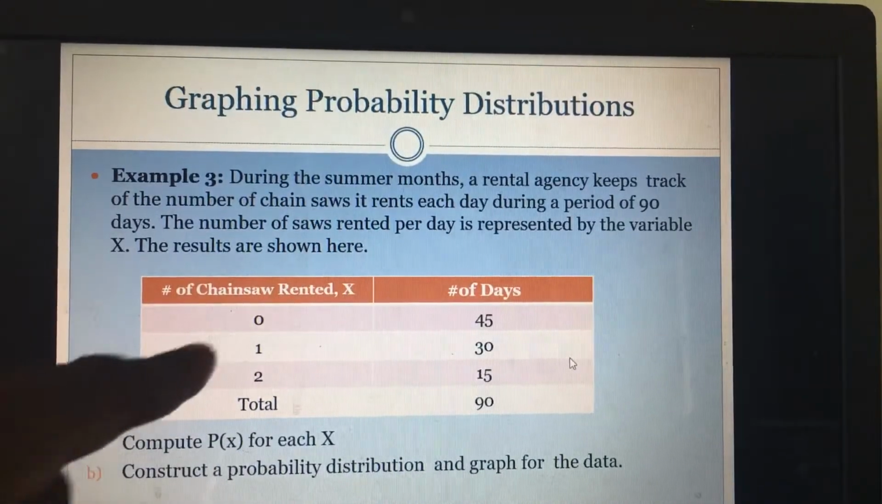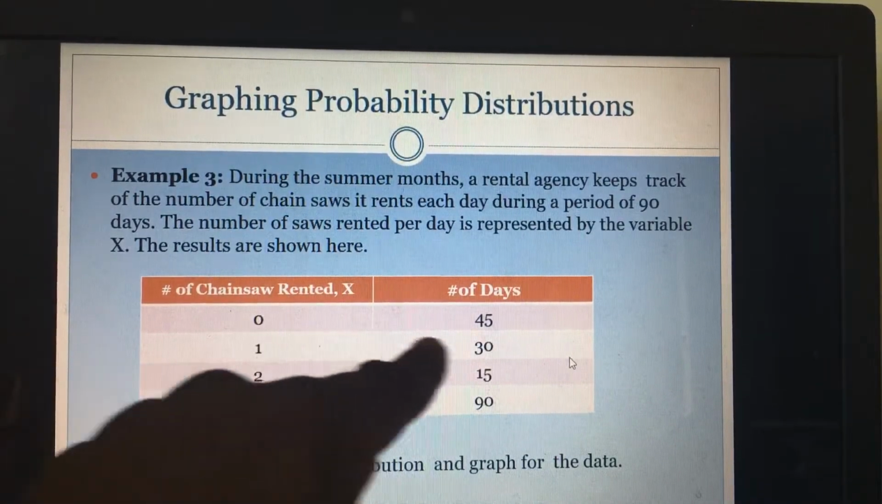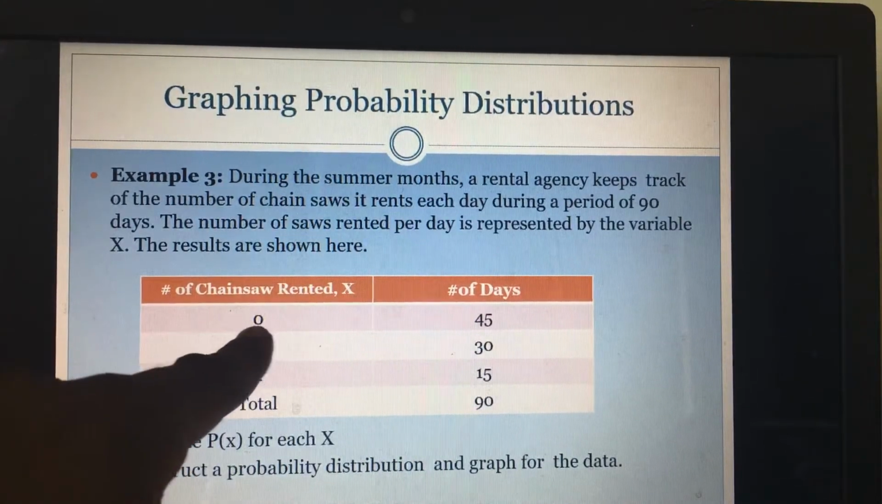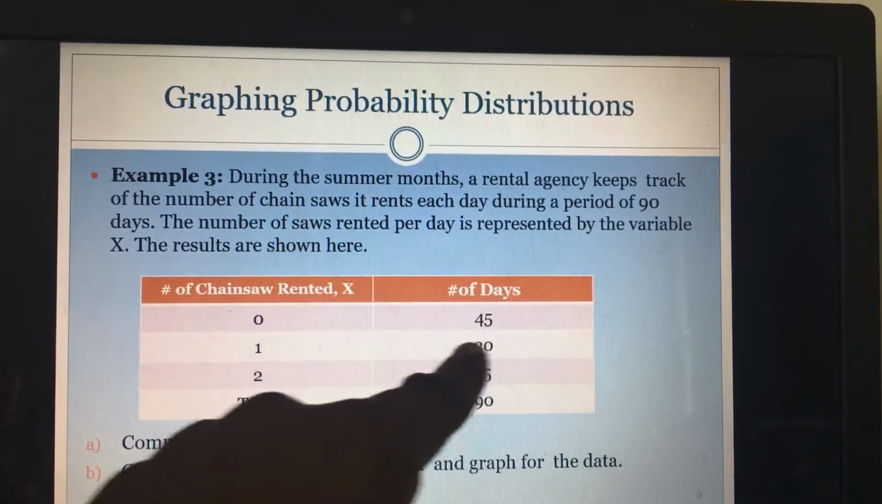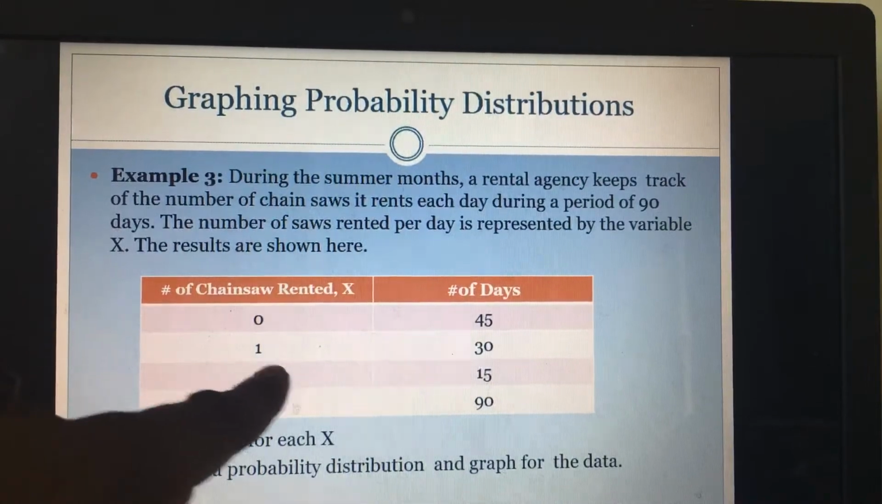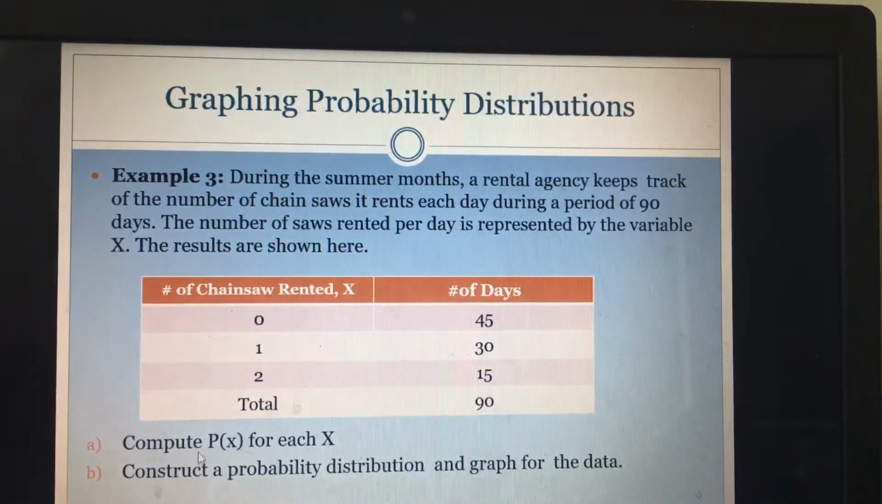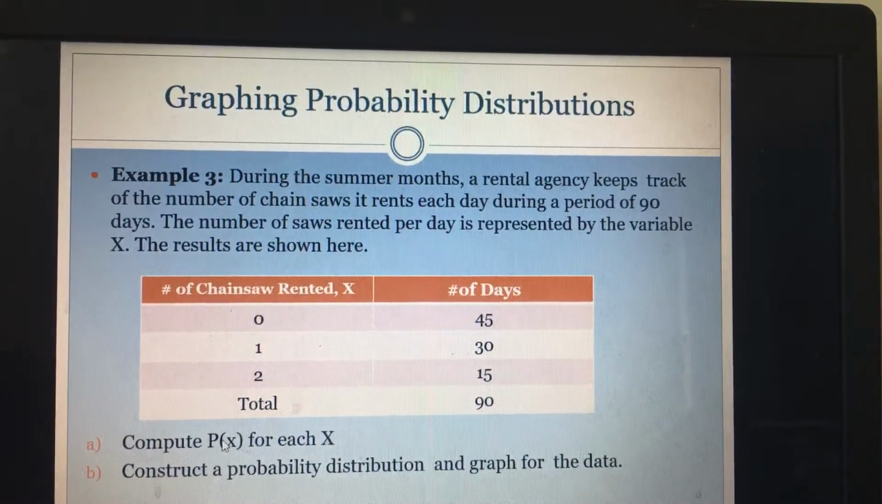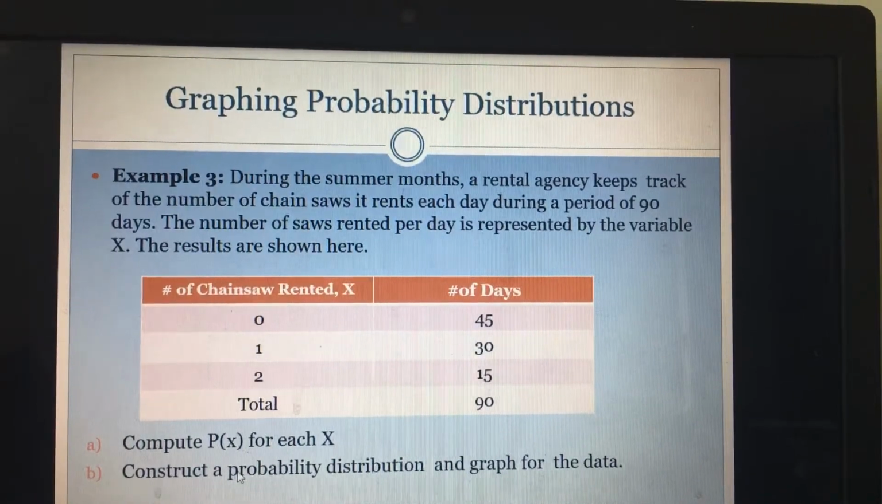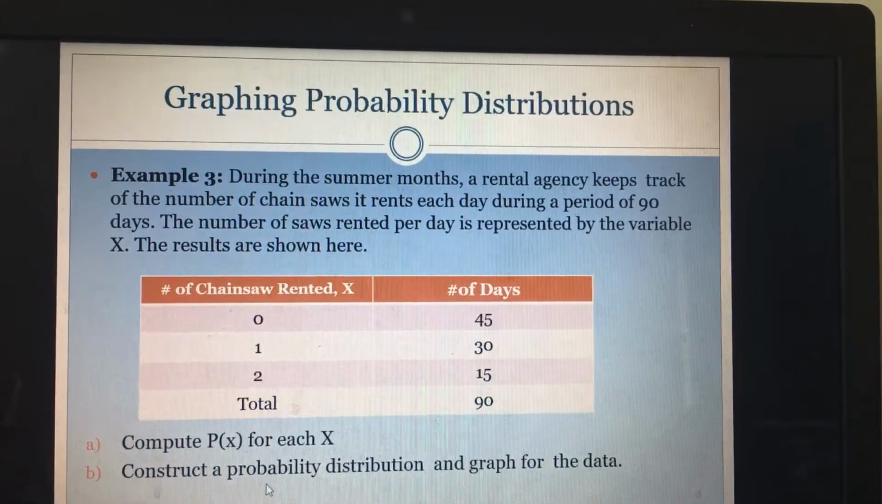So it says the number of days they didn't rent a saw is 45 days. They rented 1 saw in 30 days, 2 saws, and that kind of thing. And then it says compute the P(X) for X. P(X) means the probability for all these values. Then construct a probability distribution and then graph the data.